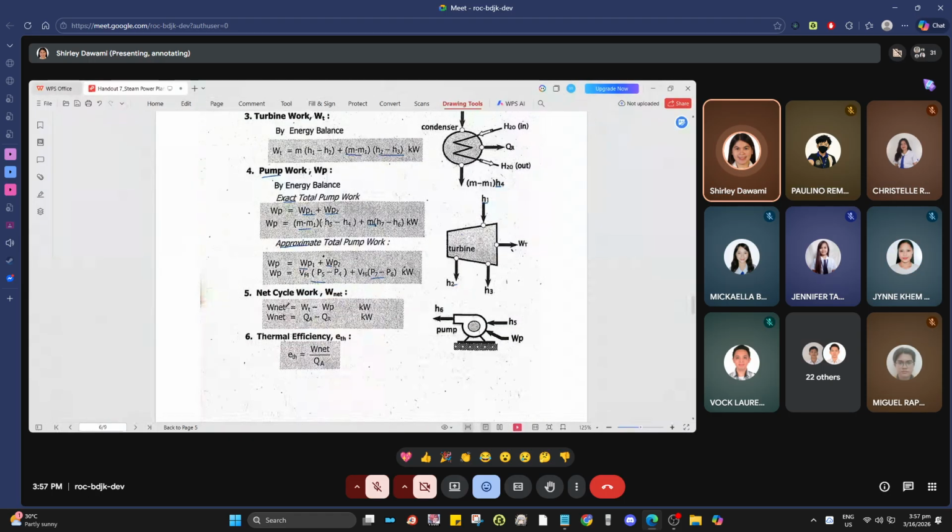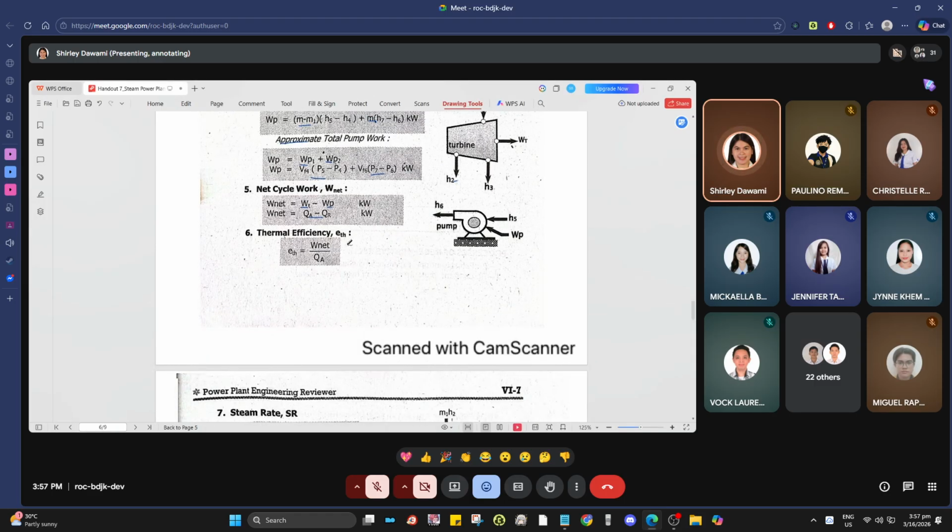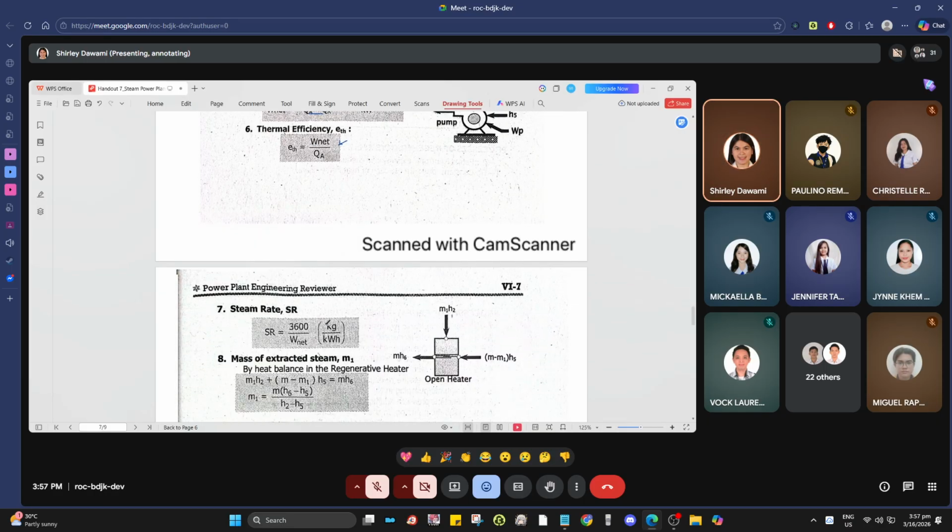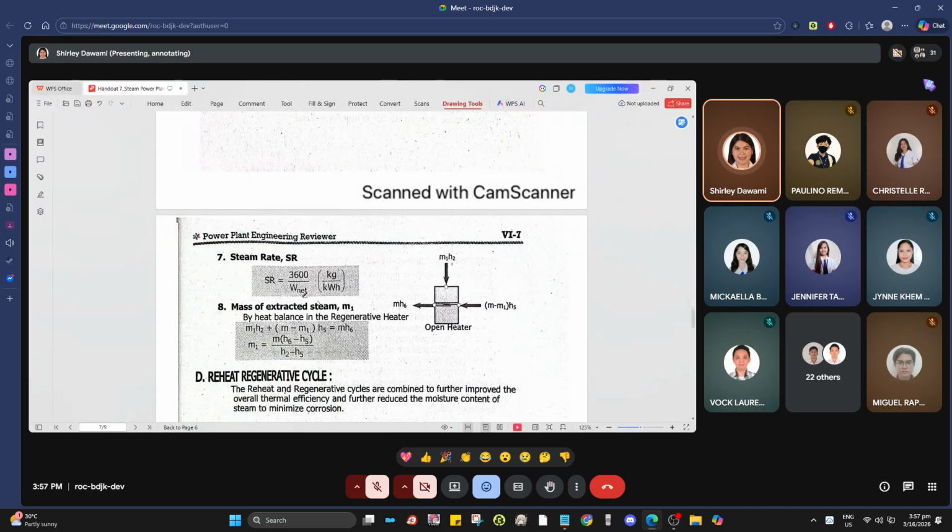For the net cycle work, that is turbine work minus pump work, or QA minus QR. For the thermal efficiency, work net over QA. Steam rate is equal to 3,600 divided by work net. For the mass extracted of steam, M1, so this is how to get the M1, no? So usually given man sa problem ang mass of steam, no, or the M jud.